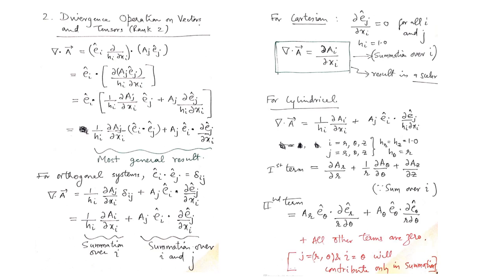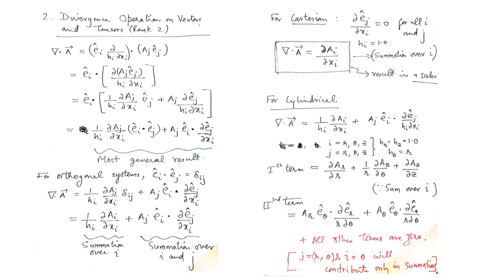So you notice that a_j has been changed to a_i in the first term. So 1 over h_i del a_i del x_i, this is the first term, summation over i, because i is the repeating index, and the second term is a_j e_i cap dot del e_j cap del x_i. We can't simplify this since we are only specifying an orthogonal system. So the second term remains as it is, and of course it has two repeating indices i and j.